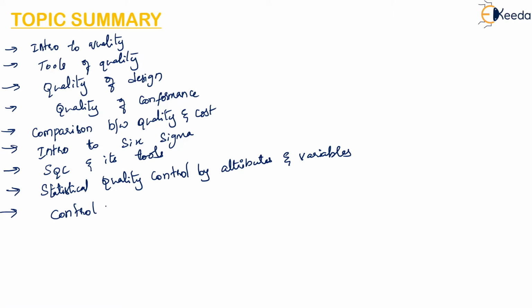There are different control charts, that is X bar chart, R chart, NP chart, P chart, C chart and U chart, and problems related to these different types of charts. So this is the topic summary. Then the first topic, that is the introduction to quality.